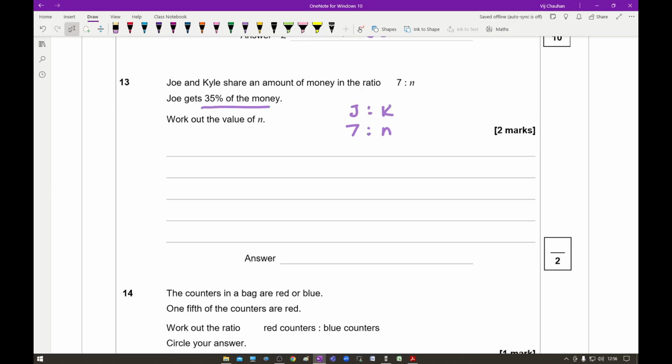Now using this bit of information here, that if Joe gets 35%, then obviously the total percentage is 100, so Kyle is going to get 65%. So all I then need to do is simplify, get this ratio to look like this one here. To get from 35 to 7, I need to divide by 5. So to find out n, I just need to divide 65 by 5. So n equals 13, and that there is the answer for that one.